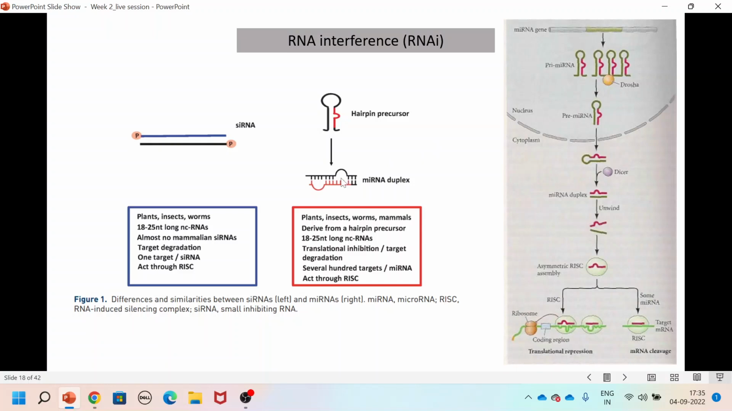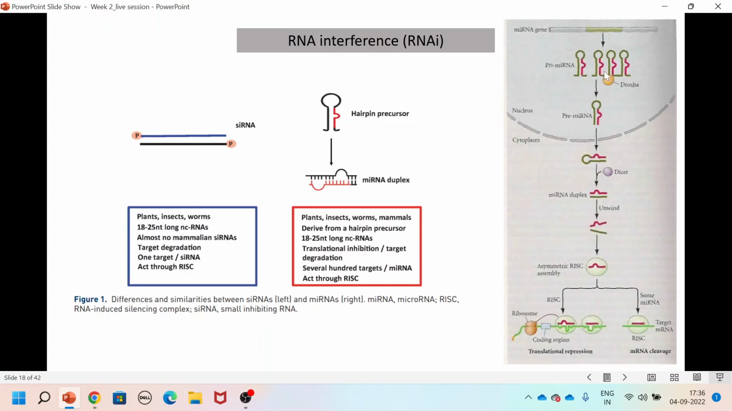And these miRNAs are the endogenous RNAs, which are non-coding RNAs, as I explained earlier, and some exogenous small RNAs, the small interfering RNAs or siRNAs, are also available, which are the small inhibiting RNAs. This siRNA and miRNA lead to the process of RNA interference, leading to mRNA decay and translation inhibition. So what happens is the miRNA gene leads to the formation of the primary miRNA molecule, which is a hairpin loop-like structure.